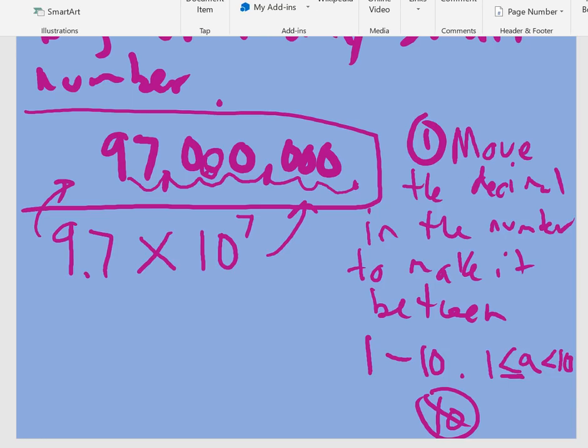So this second step, I guess you could say. Let's see how we're doing on time here. Oh boy. Insert page.